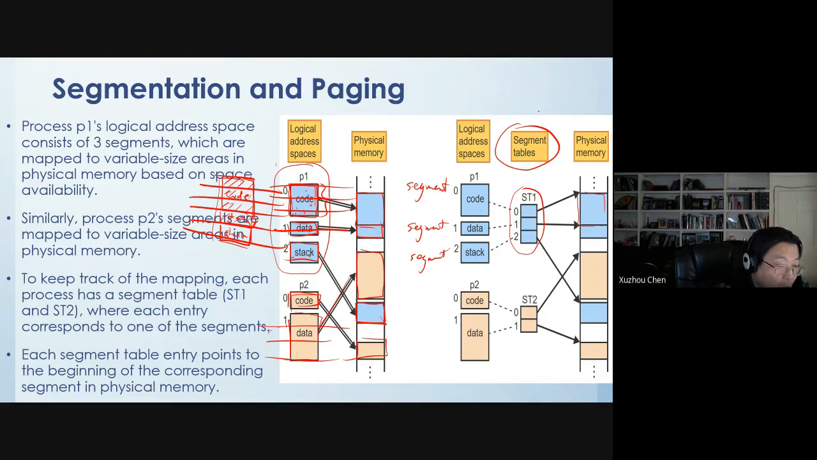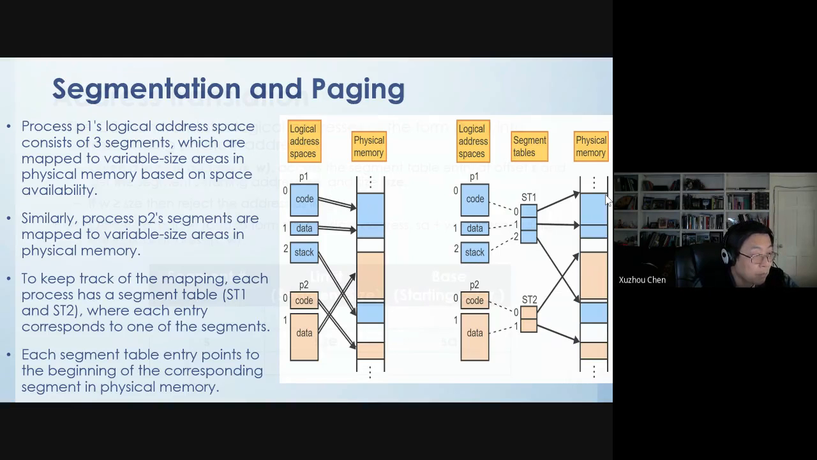Okay, so for each program, I create a segment table, just like the page table. For each program, I create a page table. For another program, I create another page table, basically mapping the pages to the frame number. But the segment table basically matches each of the fragments with the physical fragment location. Okay, that's called segmentation. I'm not going to talk about this in much detail, but just in concept.